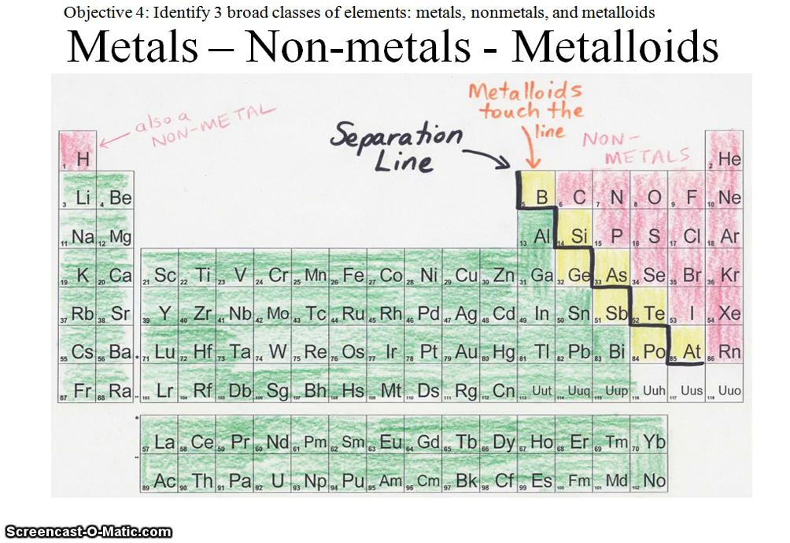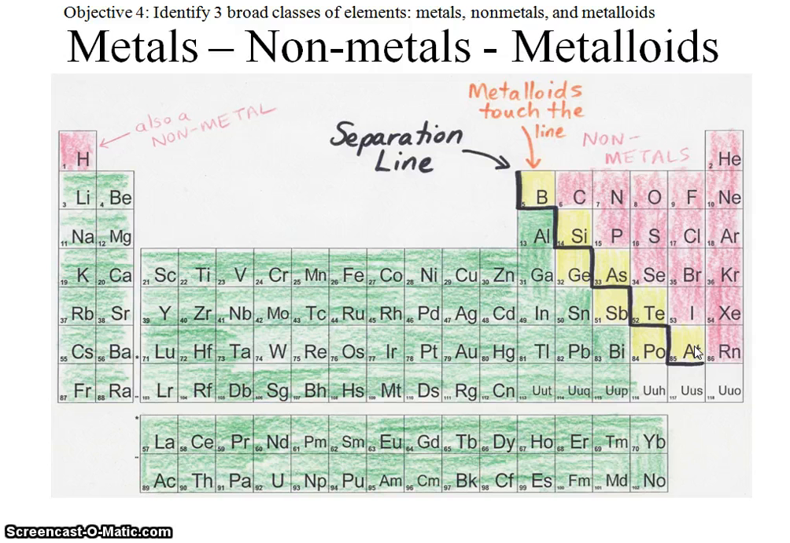Alright, you should have a periodic table that is ready to be color-coded to help us figure out where the metals, the nonmetals, and the metalloids are. This is objective number 4, where you will identify 3 broad classes of elements as metals, nonmetals, or metalloids. And you can see here that there is a separation line, looks like a staircase, starting to the left of boron and then marching down in a staircase-wise fashion all the way down here. The elements that touch this line have properties that are similar to both metals and nonmetals. And we're going to color them one color. They're colored yellow here, but you can color them whatever color you choose.